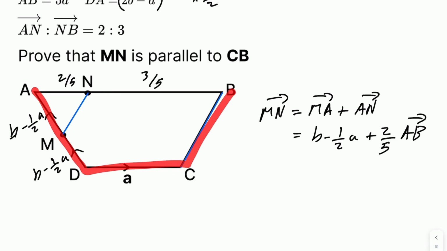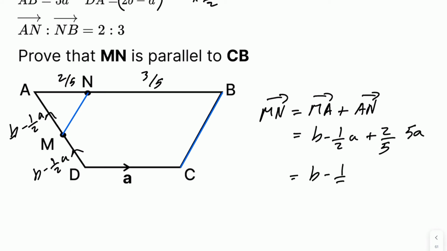Actually, there's one other bit in the question I didn't read. Oh, there we go. A to B, I know what that is, 5a. So if A to B is 5a, I can just write that here, and tidy that up. And then that becomes 1.5, so that's 3/2 a plus b.